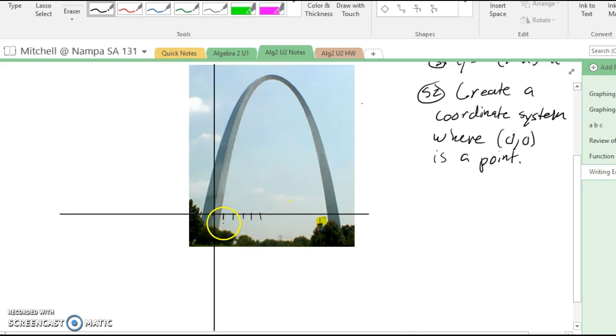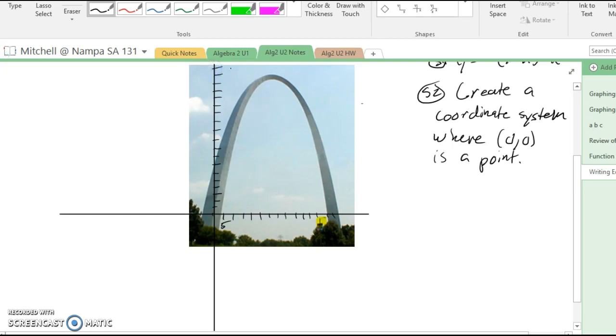count by 5. So this is 5, 10, 15, 20, 25, 30, 35, 40, 45, 50, 55, 60, 65, 70. So there's our tick marks there. I'm going to count by 5. So 5, 10, 15, 20, 25, 30, 35, 40, 45, 50, 55, 60, 65, 70, 75, 80, 85, 90, and 100.